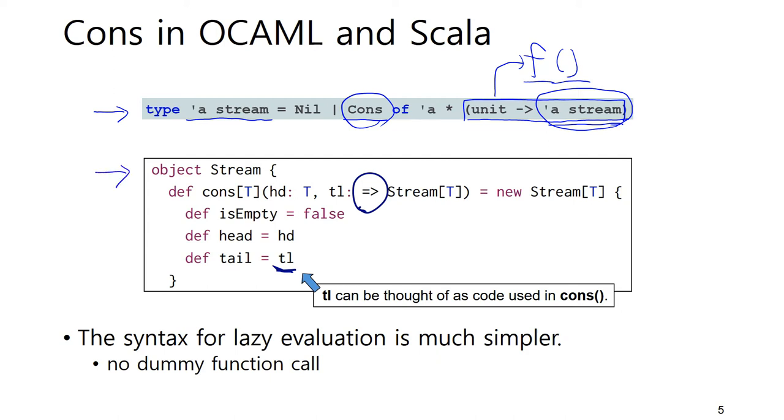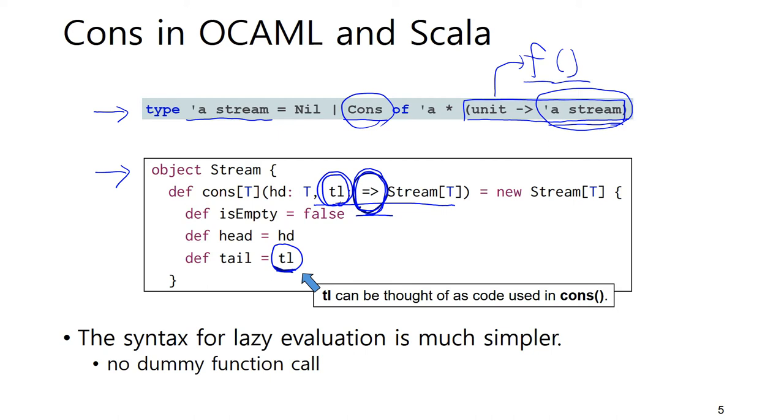In contrast, in the case of Scala programming, it suffices to specify that the remaining element uses lazy evaluation with this double arrow symbol. That's all that is required. Now, in order to extract the remaining element, you can just reference the tail. And everything is automatically taken care of by the Scala compiler, because the Scala compiler recognizes this double arrow symbol and applies lazy evaluation whenever you need to compute this remaining element.